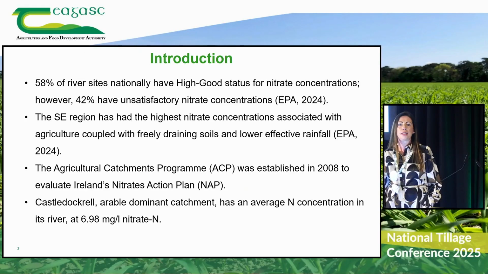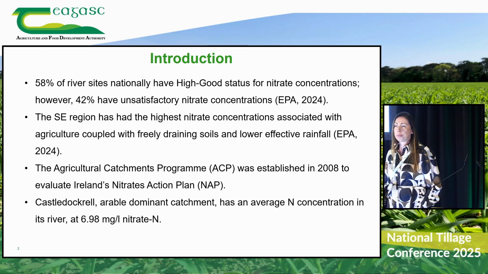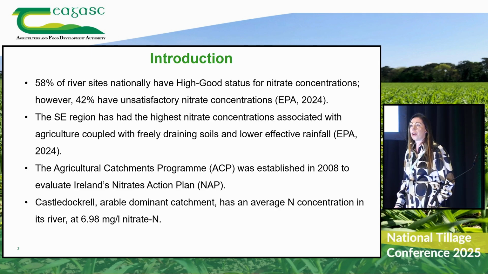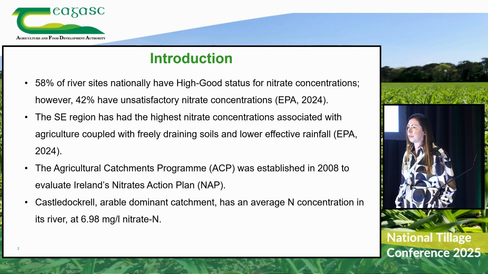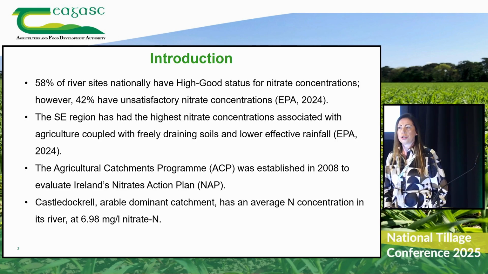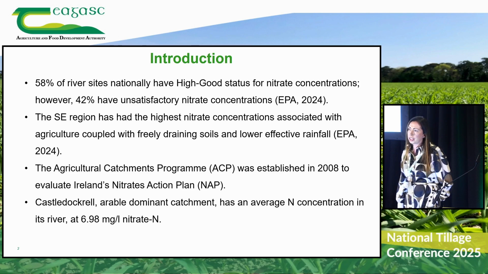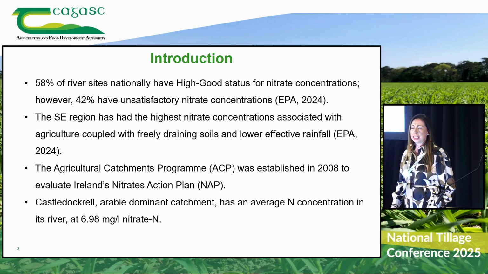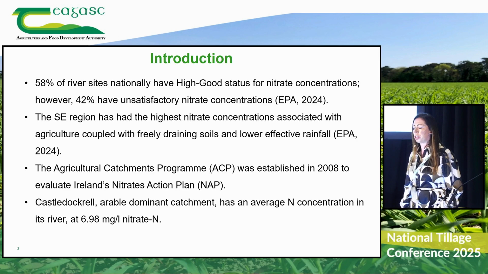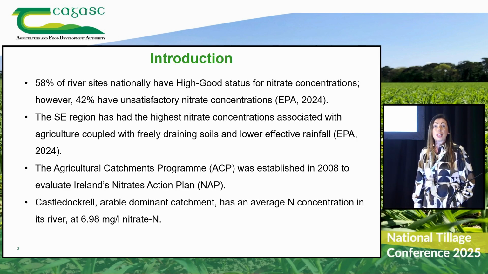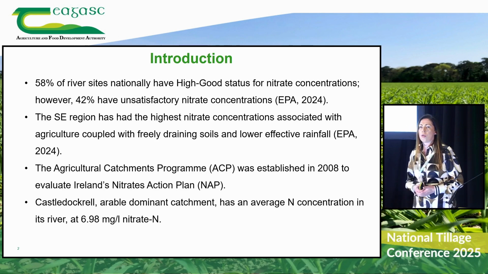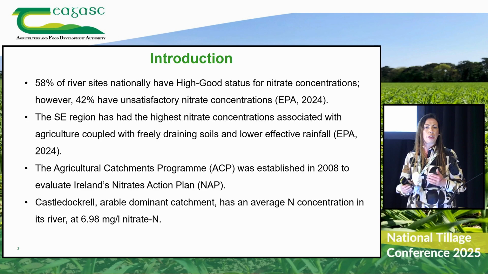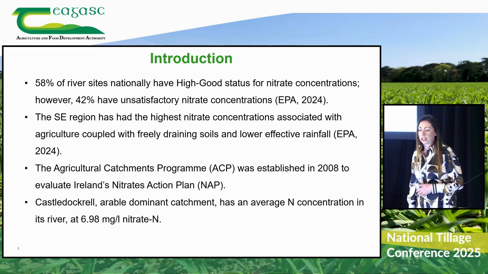Okay, so we're all familiar with the headlines from the EPA reports. About 60% of our river sites nationally have high to good status for nitrate concentrations, but about 40% have unsatisfactory nitrate concentrations. In the southeast, we have high levels of agricultural land use, and that coupled with our free draining soils and lower effective rainfall means that we have higher concentrations of nitrate, particularly in the southeast region of the country. The Agricultural Catchments Programme was established in 2008 with the remit of evaluating the implementation of the Nitrates Action Plan through the GAP regulations.